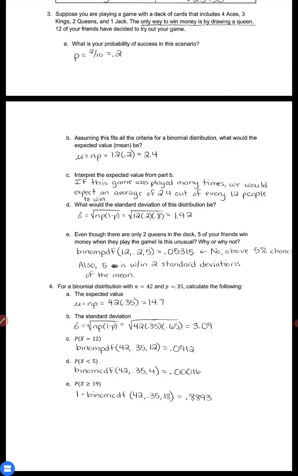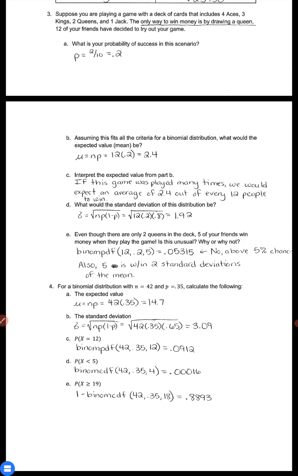Yes, there are more than 2 different types of cards in this deck, but I either pull a queen or I don't, and that's how I win the game. So what's your probability of success here? Well, there are 10 total cards in the deck. Only 2 of them are queens, so my probability of winning this game is only 0.2, and that's going to remain constant throughout this game.